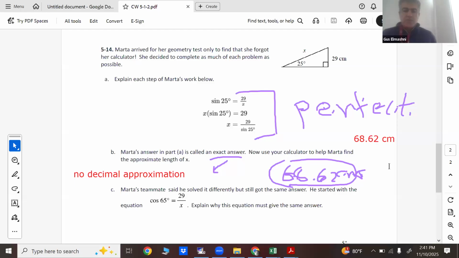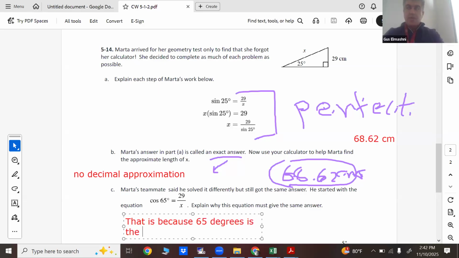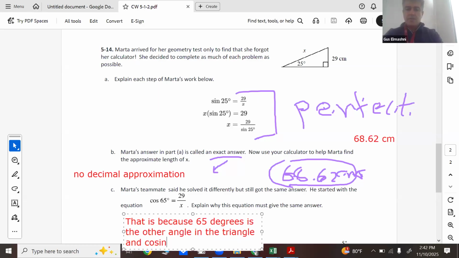Okay. Now Mars' teammate said he solved it differently, but still got the same answer. He started with the following. So why is this the same? That's because 65. So we think about why 65. Isn't that the other angle in the triangle? Perfect, yeah.